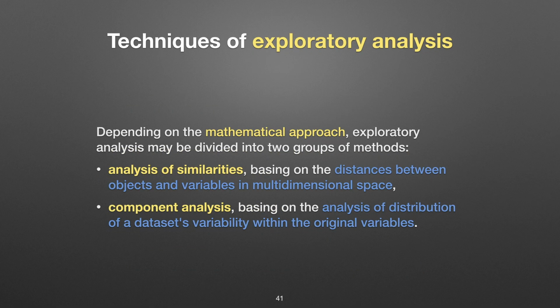Now we begin to classify the main approaches used in exploratory analysis. According to the slide, there are two major groups of methods. The first is analysis of similarities, which is based on distances between objects and variables in multidimensional space. The second is component analysis, which focuses on how the variability of the dataset is distributed across the original variables. So one family of methods asks, who is close to whom? And the other asks, where is the variability really coming from? Two different philosophies, both very chemometric, both very useful.